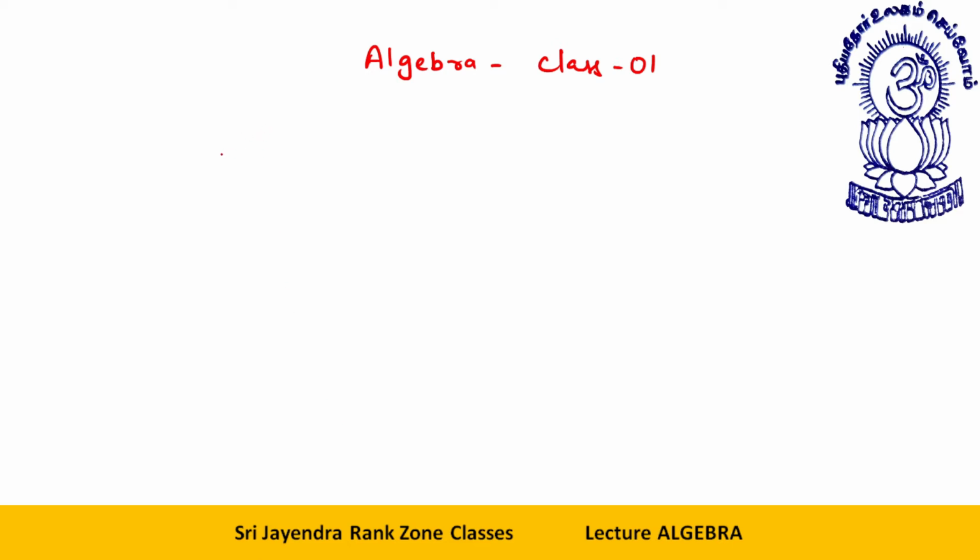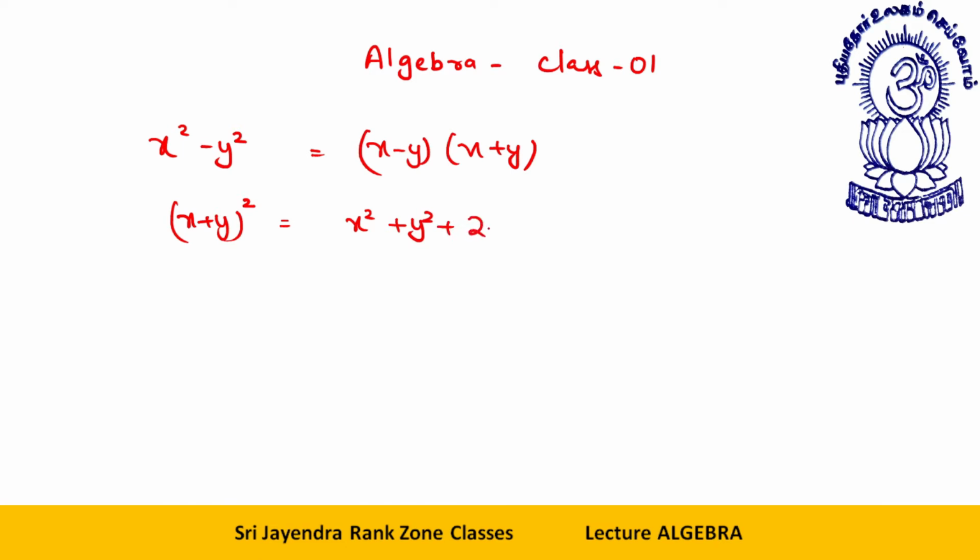See, all of you know what x square minus y square is. X square minus y square is x minus y into x plus y. Then comes the next formula, x plus y whole square. What is x plus y whole square? This is x square plus y square plus 2xy. Then comes x minus y whole square. This is again x square plus y square, but here there is a negative sign, minus 2xy. Now let's say this is the first formula. Suppose this is the second formula.